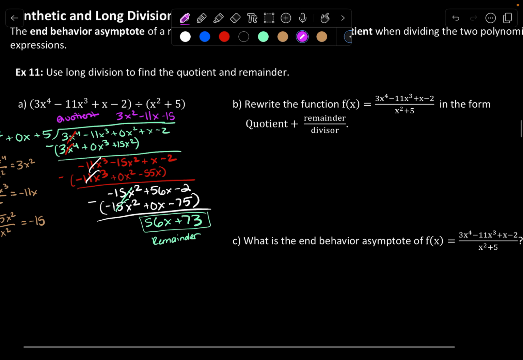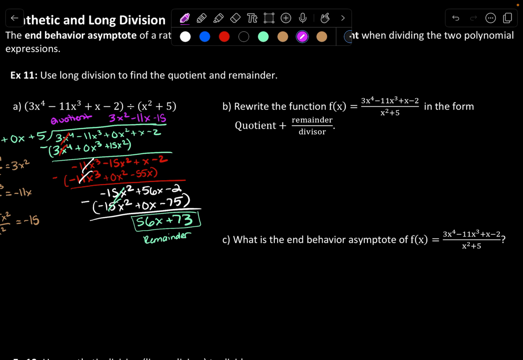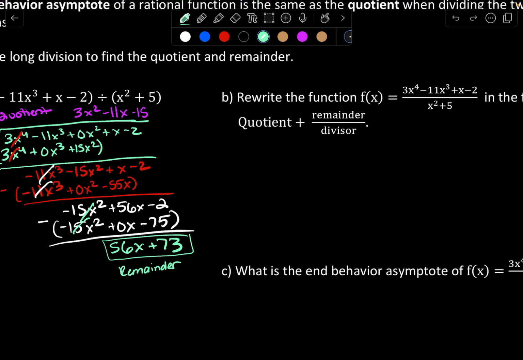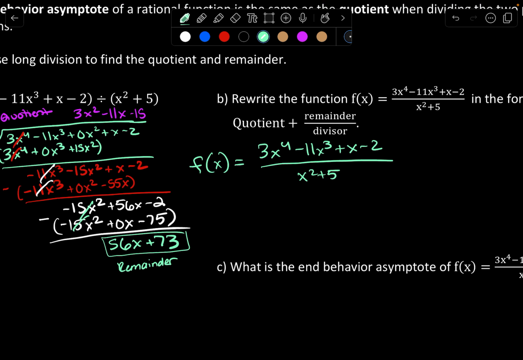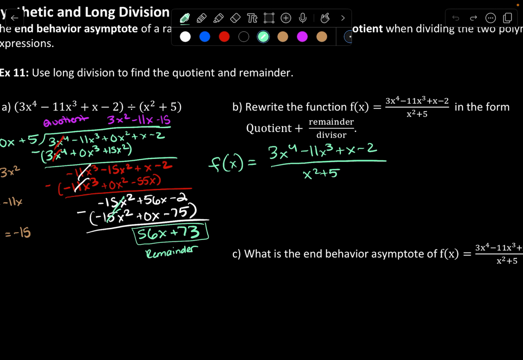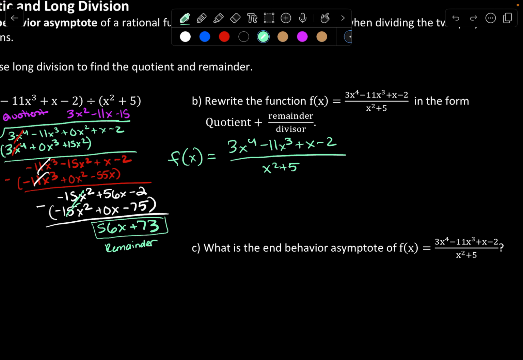Okay, so part B says to rewrite the function f of x equals (3x to the 4th minus 11x cubed plus x minus 2) divided by (x squared plus 5) in the form of quotient plus remainder over divisor. So I really want to emphasize this. We have this function f of x, and we didn't change that just by doing long division. We're simply rewriting the function, all right?